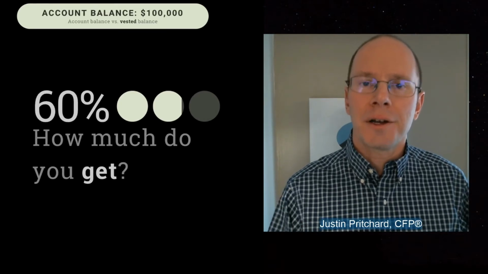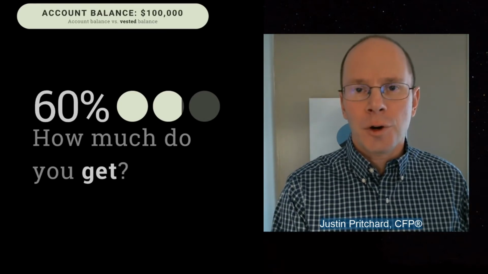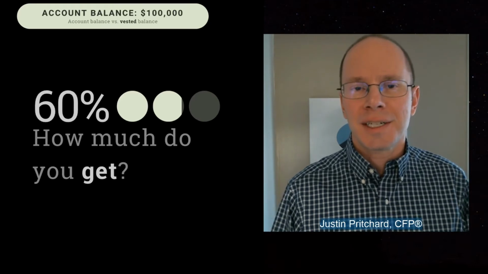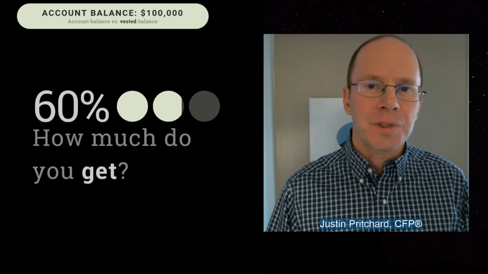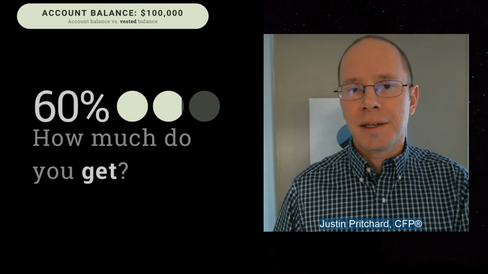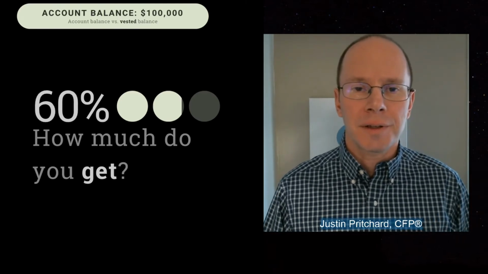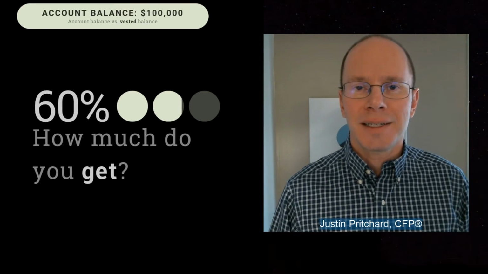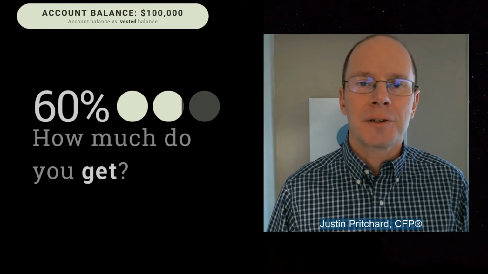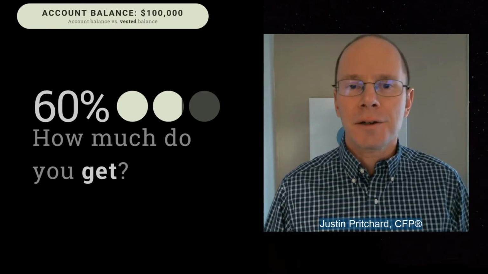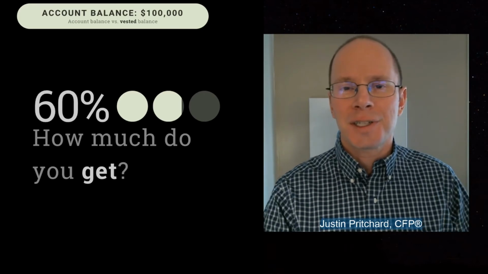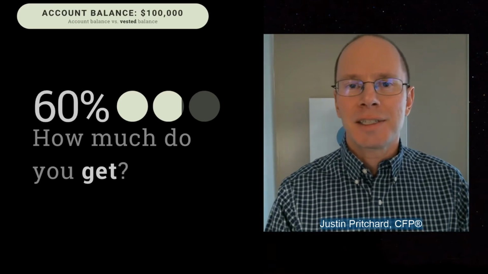Let's say that you have $100,000 in your 401k at your job and you are 60% vested. So how much of that money would you get to take if you leave your job? Let's say you retire with that 100,000 in there. Well, the answer is, of course, you'd get to take 60% of that, or $60,000. So we've got the circles there shaded in at about 60%.